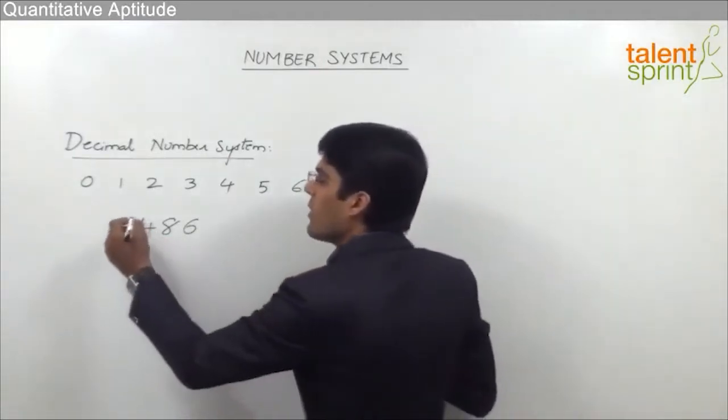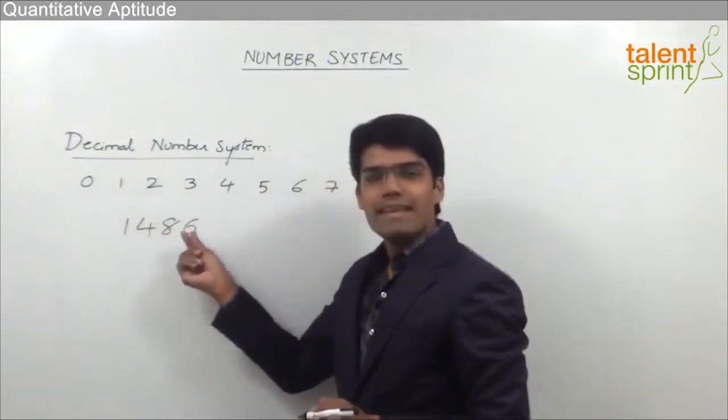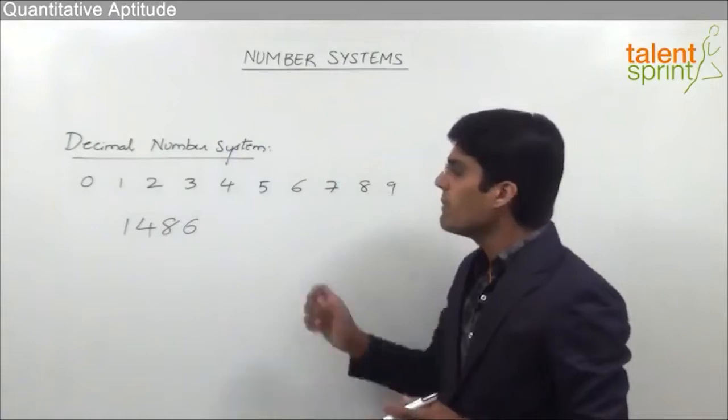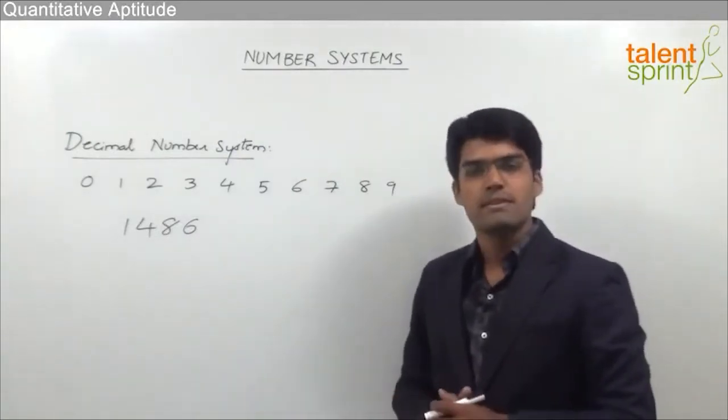Similarly, let's say the number is 1486. Now this is a combination of 1, 4, 8 and 6. So whatever numbers we use in our calculations are all made up of any of these 10 digits. Why? Because we follow the decimal number system.